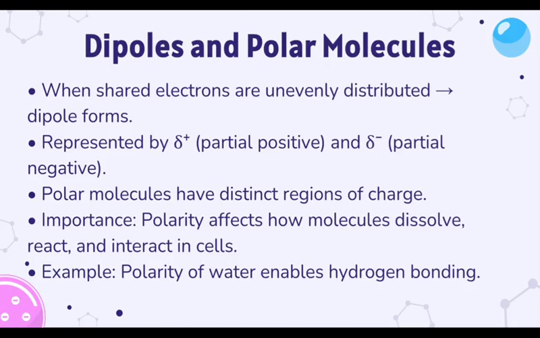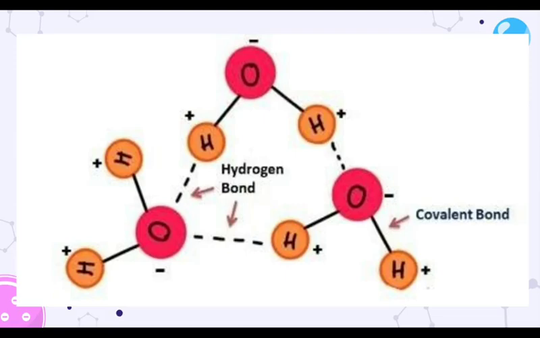Dipoles and polar molecules. When shared electrons are unevenly distributed, a dipole forms. This is represented by delta positive and delta negative. Delta positive means partially positive and delta negative means partially negative. So polar molecules have distinct regions of charge. The importance here is that polarity affects how molecules dissolve, react and interact in cells. For example, the polarity of water enables hydrogen bonding. This is an example of hydrogen bonding.